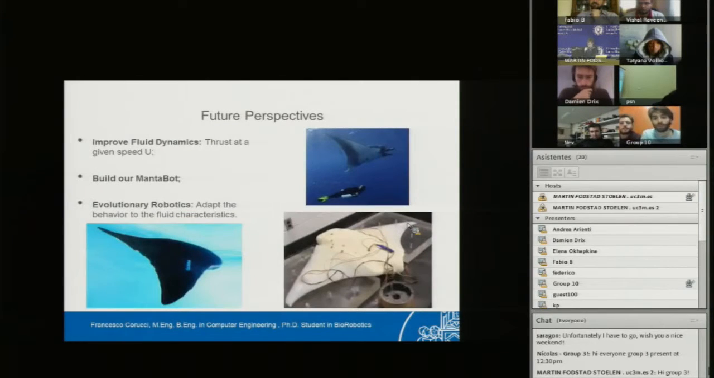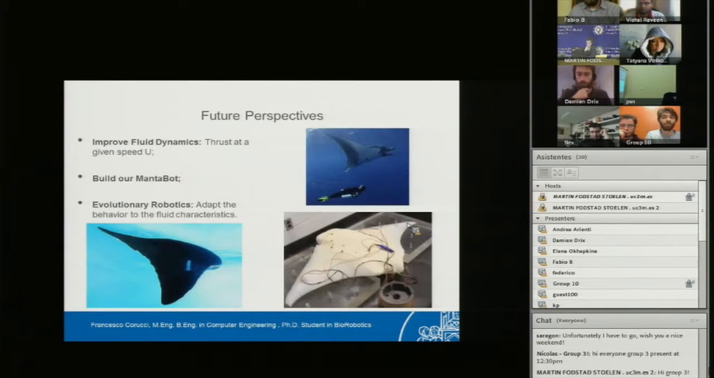So for the future, we have a lot of nice ideas. We want to improve the fluid dynamics, getting the thrust from the simulations, and using it to optimize the thrust needed to move at a certain cruise speed. And then, why not? We want to build our Manta robot. You can see some examples of Manta robots built by Festo and a university. I think it's Virginia University.